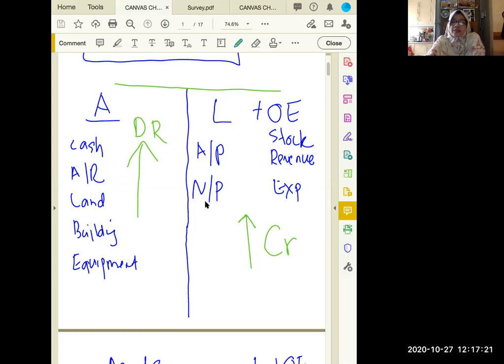But owner's equity, not always starting with your stock. Whenever an investor puts money into the business, then you have a share capital, stock capital. So you open an account we call stock in the textbook, but normally in Malaysia we call it share capital. And remember that from owner's equity, we also have the revenue and expenses.